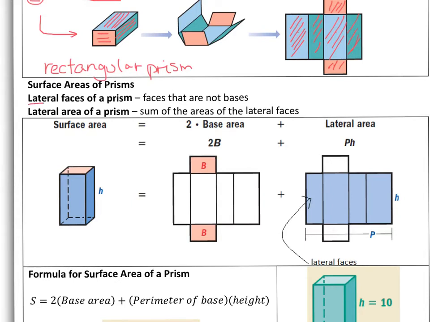Let me explain what lateral faces of a prism means. They are simply the faces that are not the bases. So if we look at the picture here, first of all, surface area equals 2 times the base area plus the lateral area. So the lateral area would be this part of the shape. And the bases would be this part of the 3D shape.